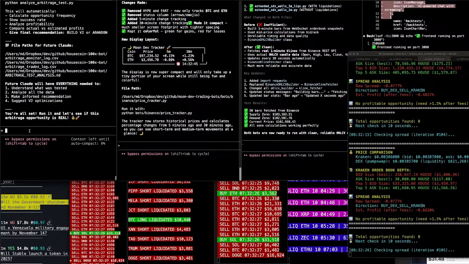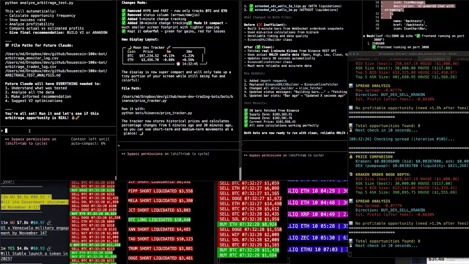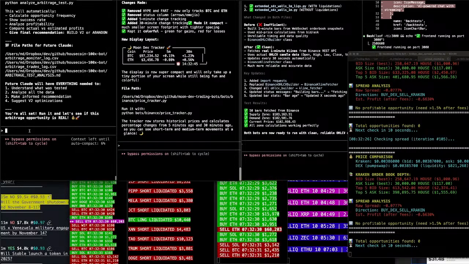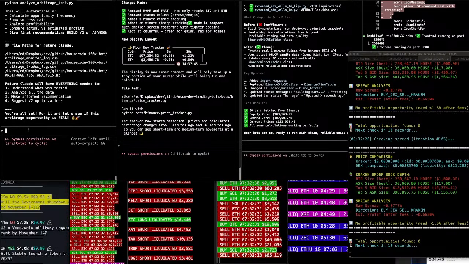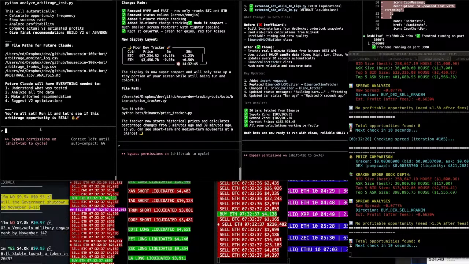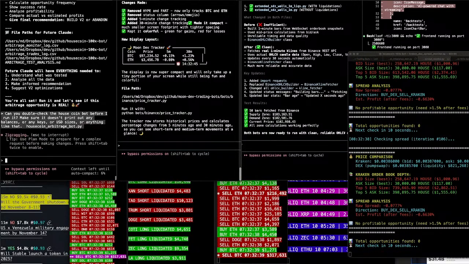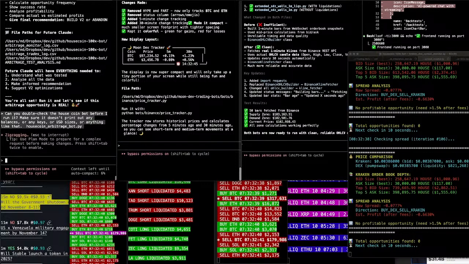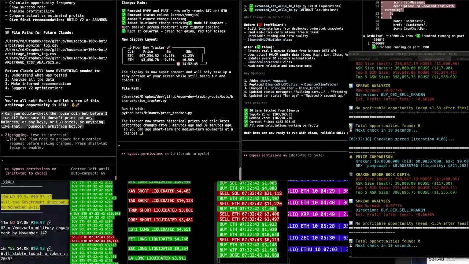Can you double check the house coin bot before I run it? Make sure it doesn't print out any balances or anything, any keys or USD size or anything like that. All right, I'm about to run it.